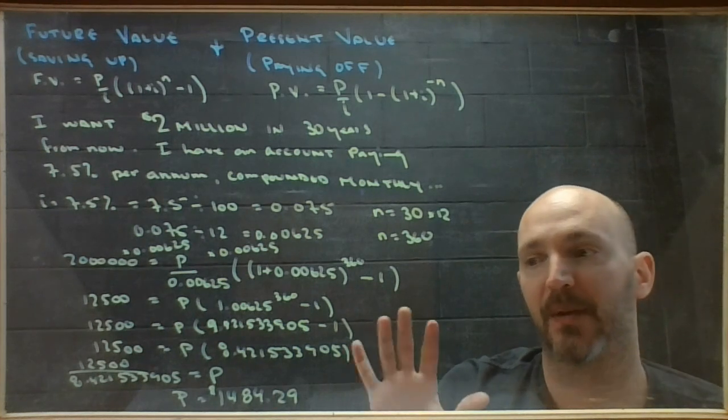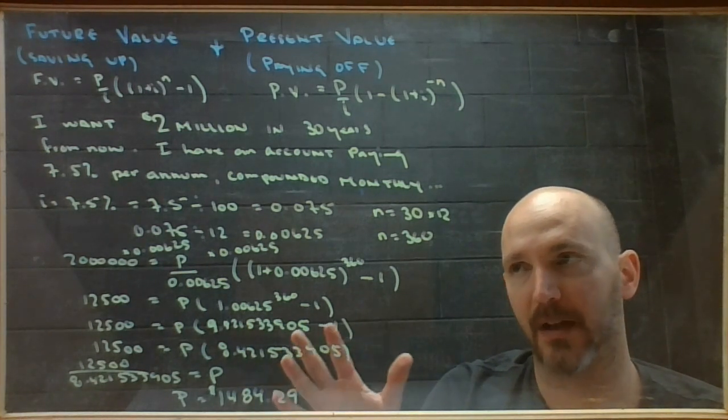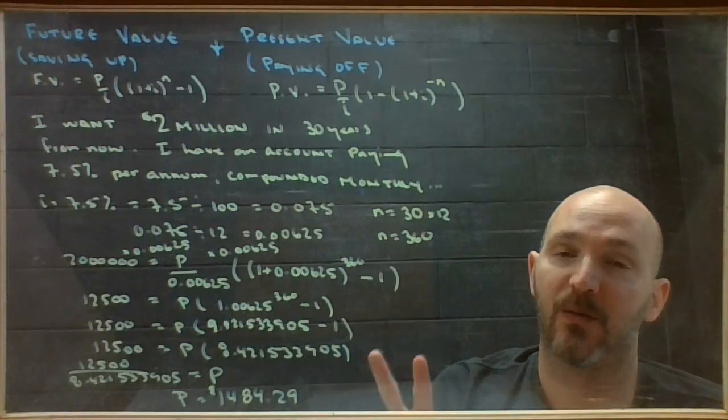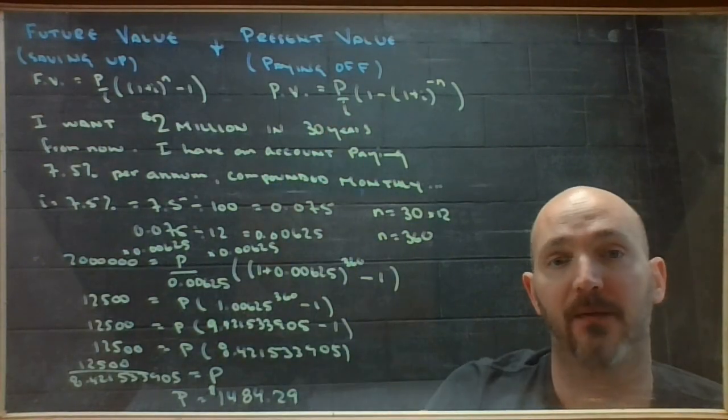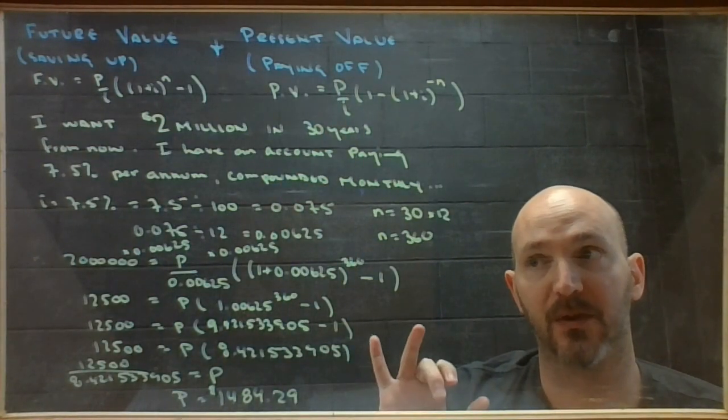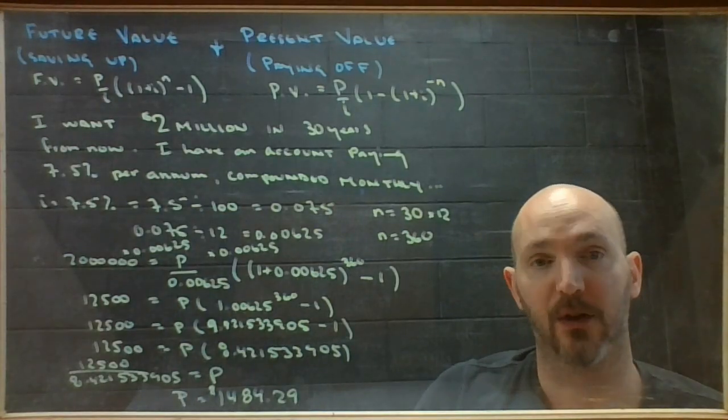Okay, so that's the build-up type calculations. I'm going to do 2 more examples for you using the paying off version. So we'll do a mortgage and we'll do a car payment, and then I think you're good for the practice problems.